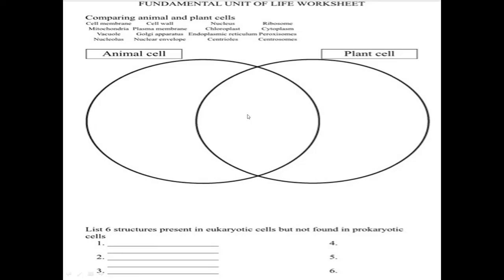Here is one more question. List 6 structures present in eukaryotic cell but not found in prokaryotic cell. You have to list the structures or organelles that are found only in eukaryotic cell but not found in prokaryotic cell. That's it for now.